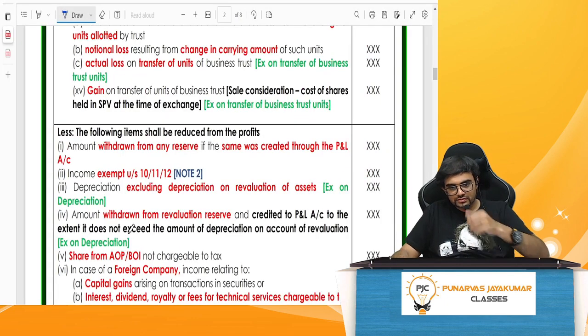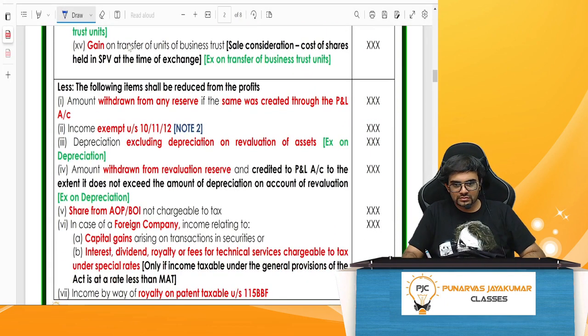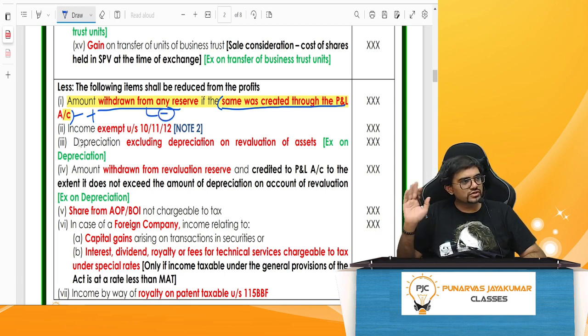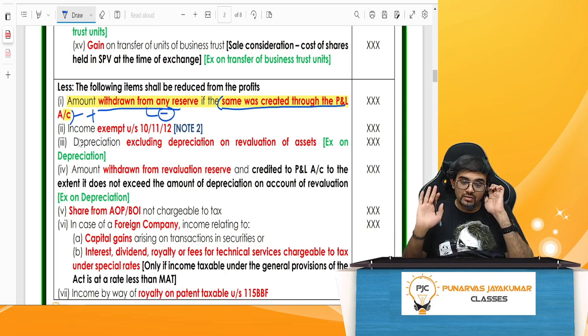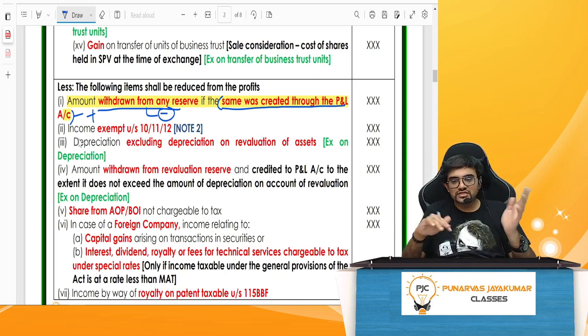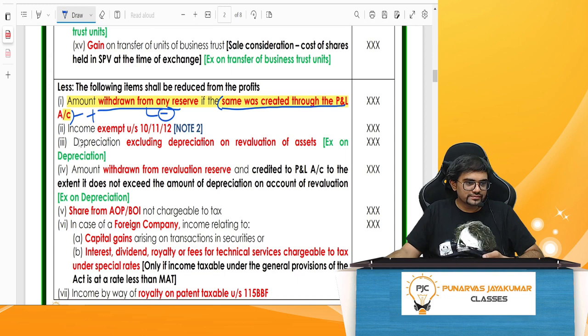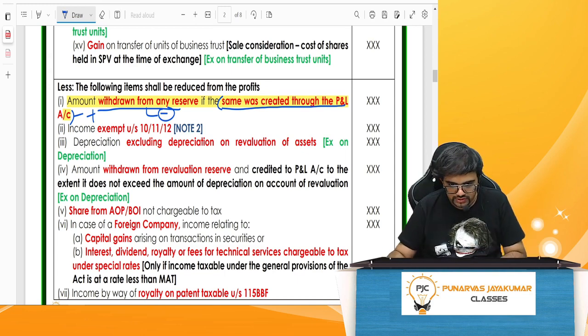See here. Amount withdrawn from any reserve, if the same was created through P&L account. In simple words, we have created it. Amount withdrawn from any reserve, the same was created through P&L account. This you remember and go. Because if it was added before, now I'll allow you to subtract. If it was not added before, I will not allow you to subtract. You write this only and go, no problem. Amount withdrawn from any reserve, the same was created through P&L account.